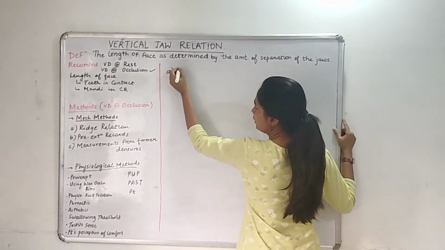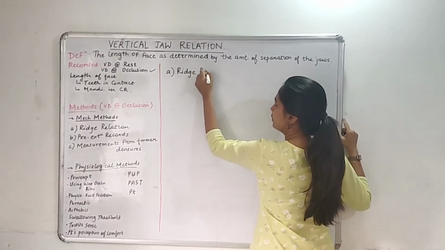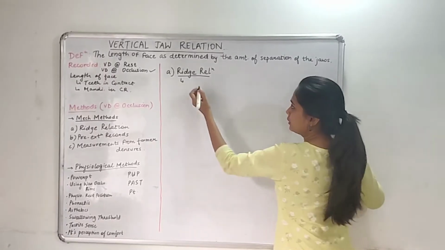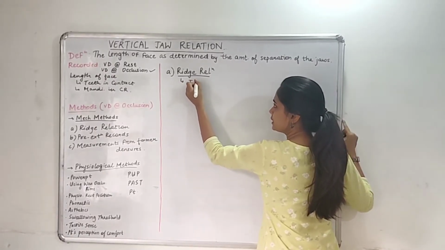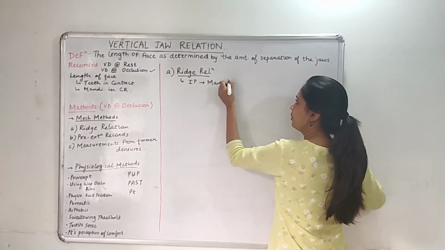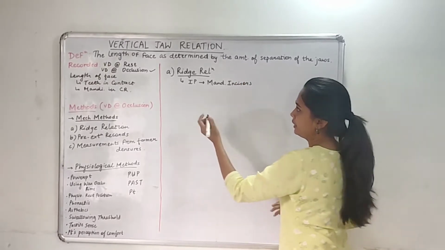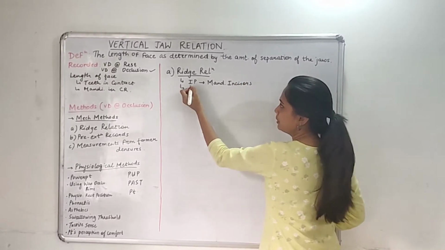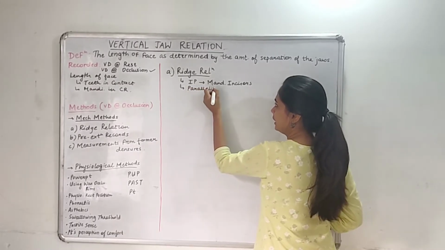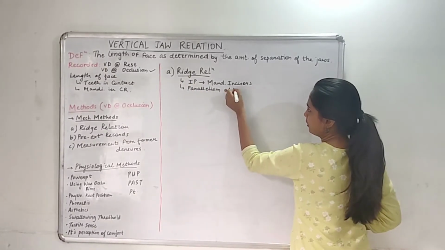Okay, so first we'll go to the mechanical methods, and in the mechanical methods we'll talk about ridge relation. In ridge relation again we have 2 ways. The first is the distance between the incisive papilla and the mandibular incisors. Here it might be a little complicated, but I'll simplify it for you. And the second method will be the parallelism of the ridges. When the ridges are parallel, we can say that we have vertical dimension at occlusion. So here, parallelism of ridges.